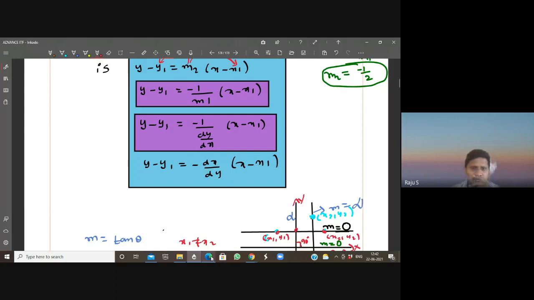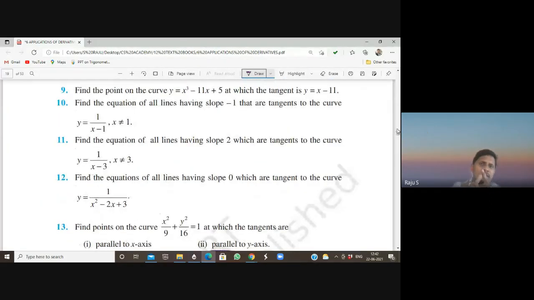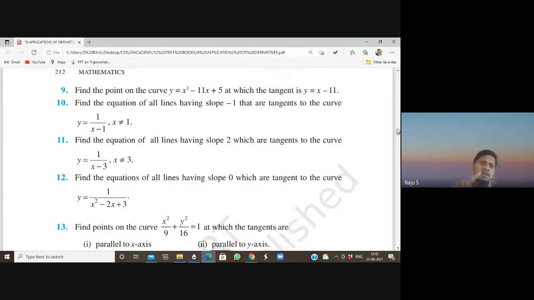So the entire exercise is very easy and very important. The important exercises are maximum and minimum first, tangent and normal second, and increasing and decreasing. Then after that we'll go for approximations.